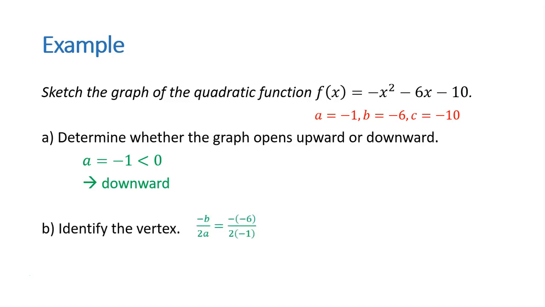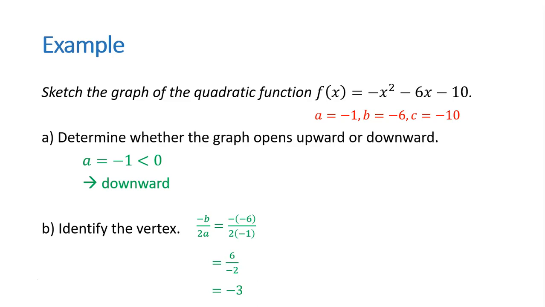Now let's find our vertex. We have a formula for the vertex, -b over 2a. In this case, b is -6 and a is -1, so we just plug those in. Notice in the numerator we have a negative, negative. A negative times a negative is going to be a positive. Make sure you're really careful with your signs whenever you're using a formula like this. Our denominator becomes -2. So we have positive 6 over -2, which simplifies to -3. So -3 is going to be the x-coordinate of our vertex.